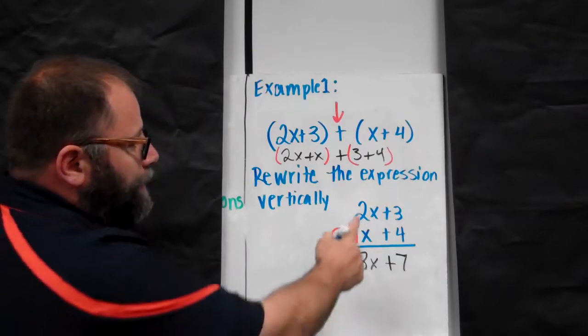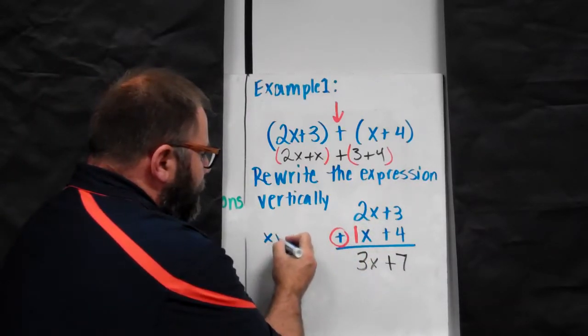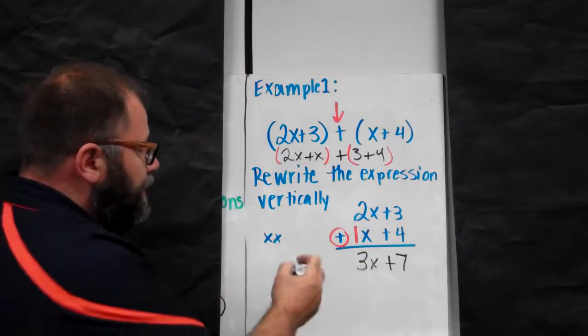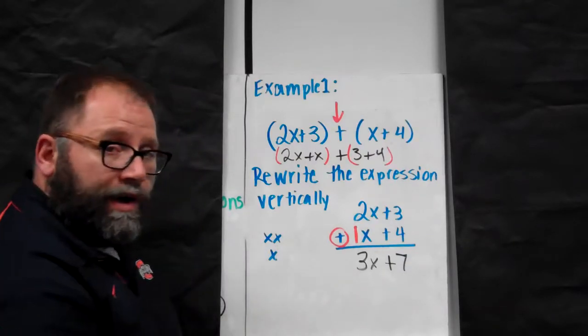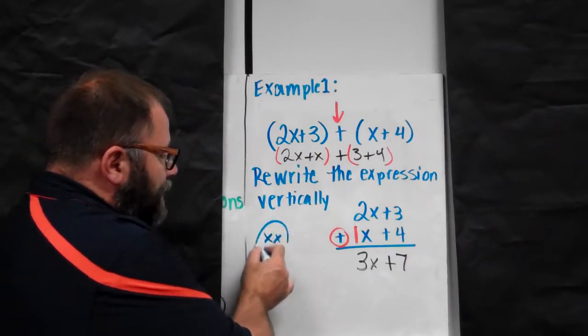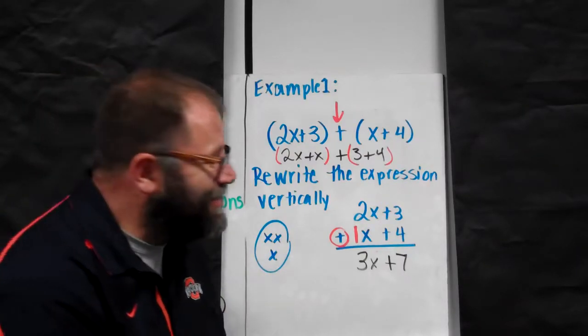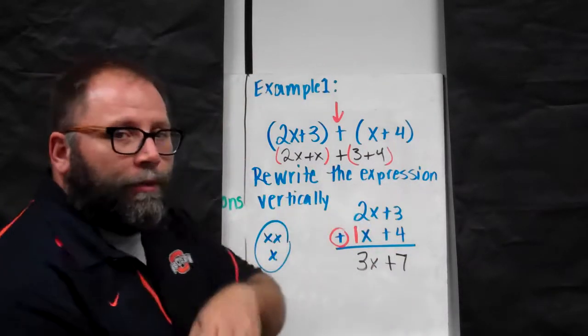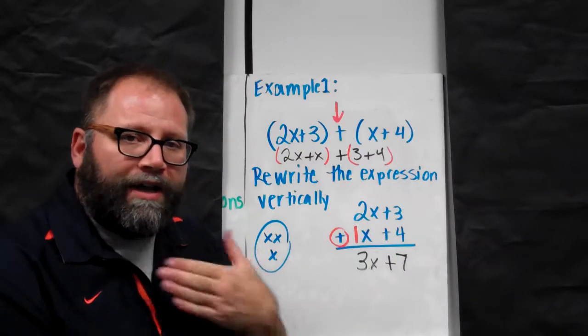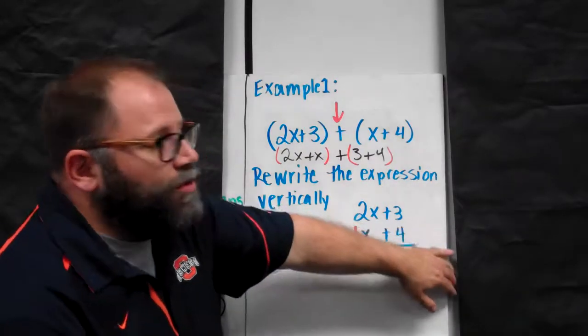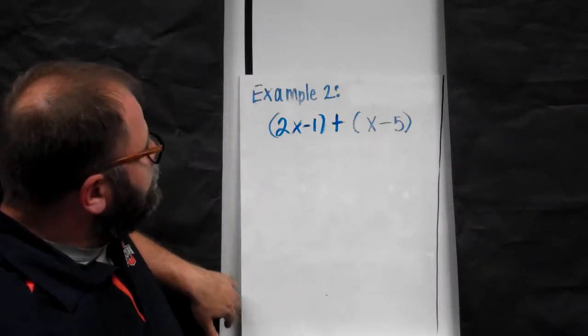If you don't believe me, this 2x looks like 2 x's. Then the 1x looks like 1 x. And when we add them together, you can see that they are 3 x's. Same with the 3 and the 4, but I'm not going to do that because that's what my second grader is doing at school. Let's try another example.